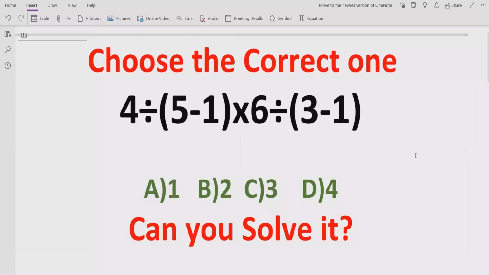Today we will solve another quiz which is related to arithmetic expression. The quiz contains the basic operations: plus, minus, multiplication and division. So we have to solve this quiz using the PEMDAS and BODMAS method and find out the correct answer. In the answer list we have four answers. A is 1, B is 2, C is 3, D is 4. So let's see after solving it which answer is correct.